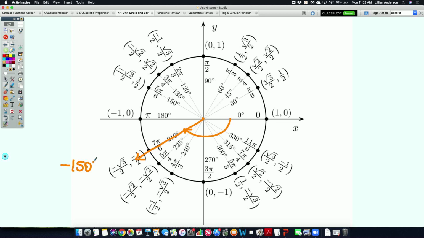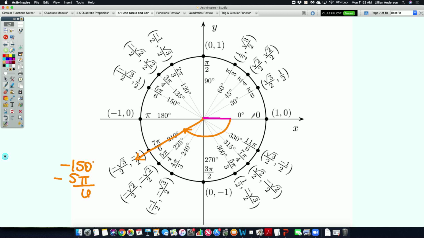The ordered pair would be the same, but the radian wouldn't be the same. What would be the radian of negative 150? Negative 5 pi over 6, okay? So this angle would not be 7 pi over 6. It would not be 210 degrees. It would be negative 150 degrees. We basically went that same distance that we would have gone in the counterclockwise direction. We just went in the clockwise direction, okay? So being able to recognize that, okay?